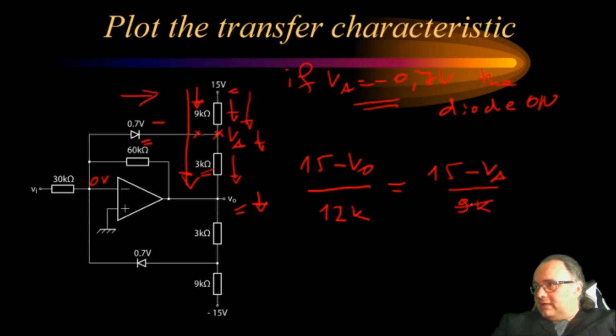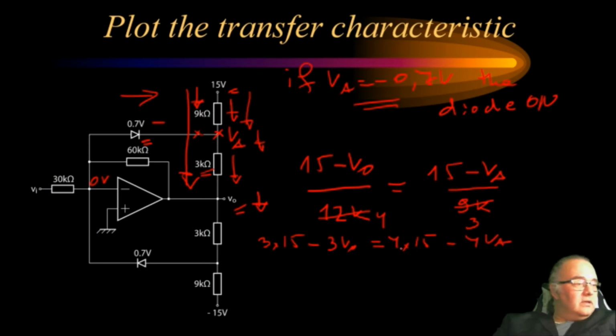Simplifying a little bit, if this is divided by 3k, so 3 and this is 4, then I now have a relationship between the voltage VA and the output V out. So now let's simplify a little bit. 3 times 15 minus 3 times V out is equal to 4 times 15 minus 4 times VA, right?